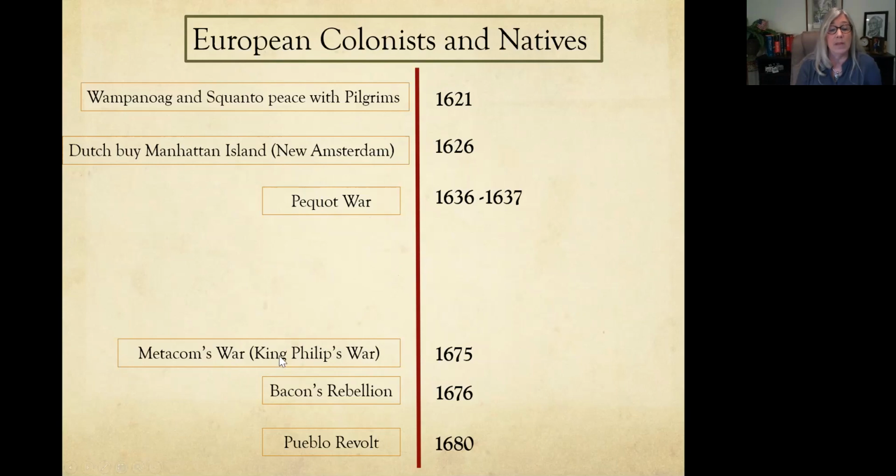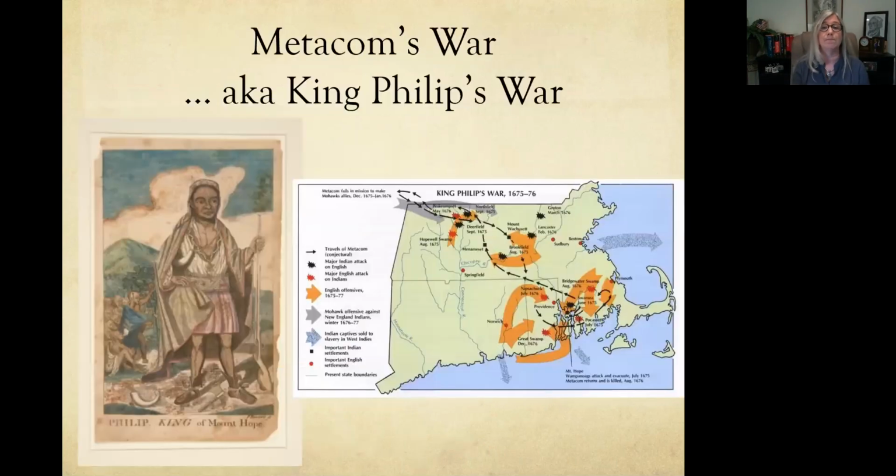And then we end up with King Philip's War that we're going to talk about in just a second, Bacon's Rebellion, and the Pueblo Revolt. So by the 1670s, the population in these 40 years has dramatically increased, and the tension between the English colonists and the Indians is at a breaking point.